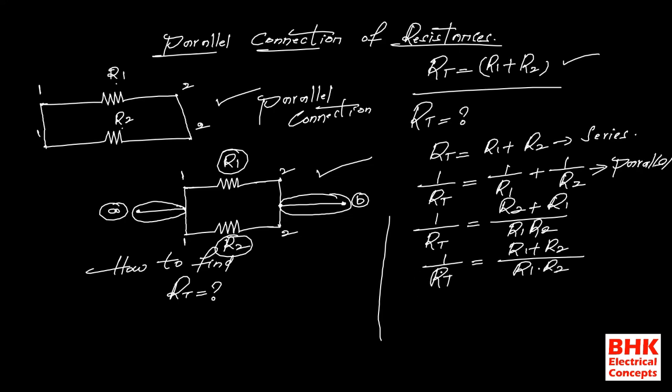Now 1 by RT is equal to R1 plus R2 divided by R1 into R2. This is the reciprocal of RT. But we require only RT. So for this, what do we need to do? We need to take the reverse. So RT is equal to R1 into R2 divided by R1 plus R2. So this is the procedure to calculate the value of total resistance when two resistances are connected in parallel.